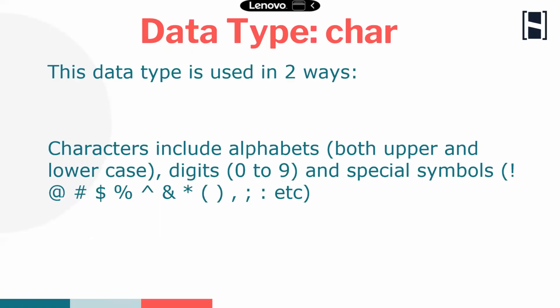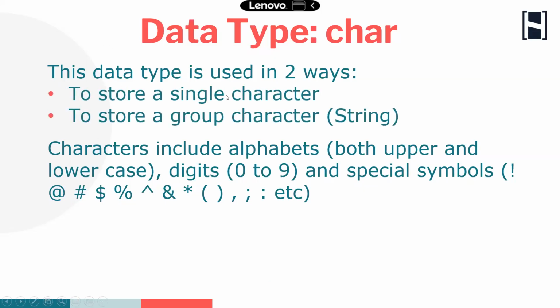And we already know char, single character or a group of characters. In our previous introduction itself, we discussed that char is our data type. It can be used in two ways. One, it is used to store a single character, or it can be used to store a group of characters, that is nothing but our strings. For both of these, we use the same data type called char.